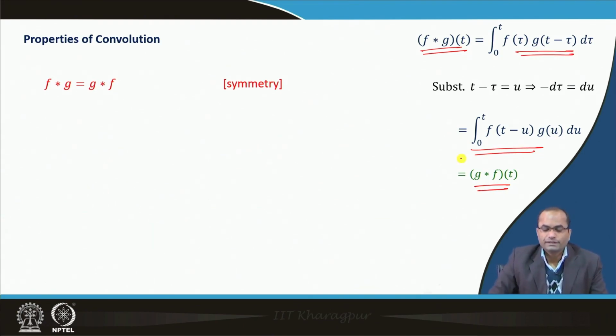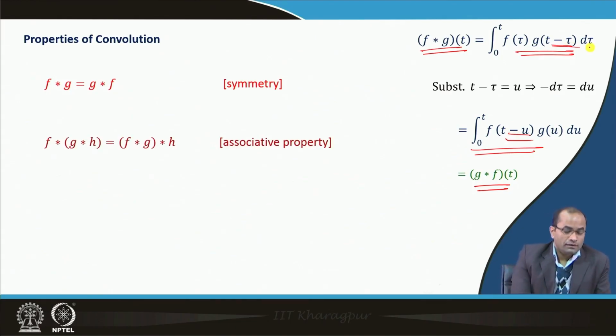So, what we have seen here is that the integral f star g is equal to g star f. There is a symmetry, and it does not matter whether we make a shift in f or we make a shift in g, the value of the integral will remain intact.